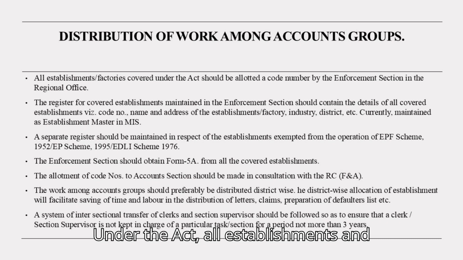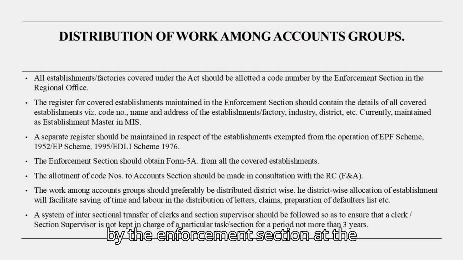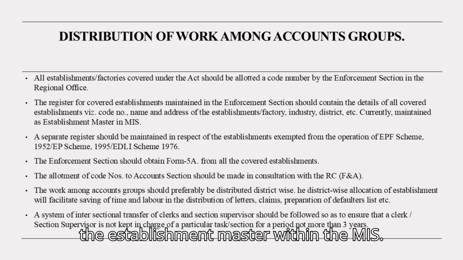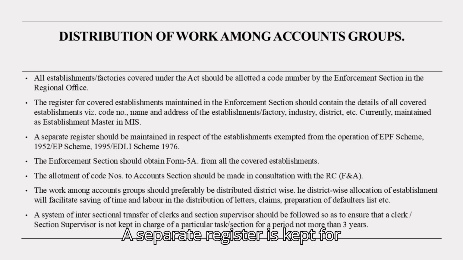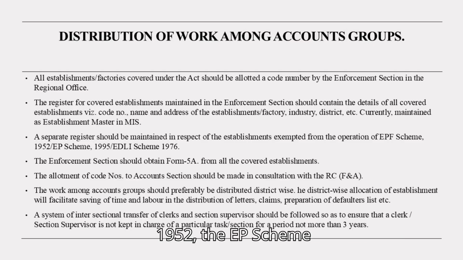Under the Act, all establishments and factories must be allotted a code number by the enforcement section at the regional office. The details of these establishments, including their code number, name, address, industry, and district, are maintained in the establishment master within the MIS. A separate register is kept for establishments exempt from the EPF scheme, 1952, the EP scheme, 1995, and the EDLI scheme, 1976.